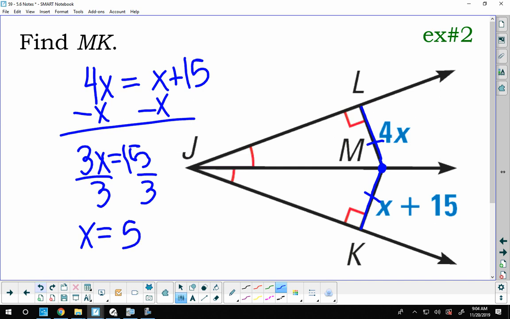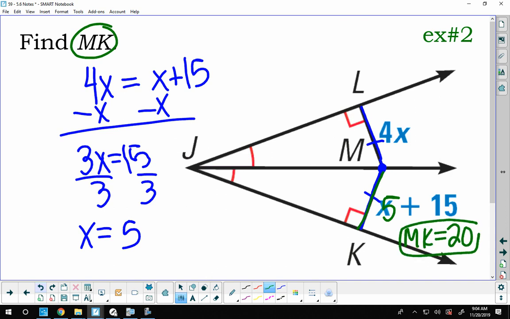But that's not what I was trying to find. They want me to find the length of MK. So MK is x plus 15. So I'm going to plug in 5 for x, and 5 plus 15 means that MK is 20. And since MK is 20, we also know that ML is 20 because they are congruent.